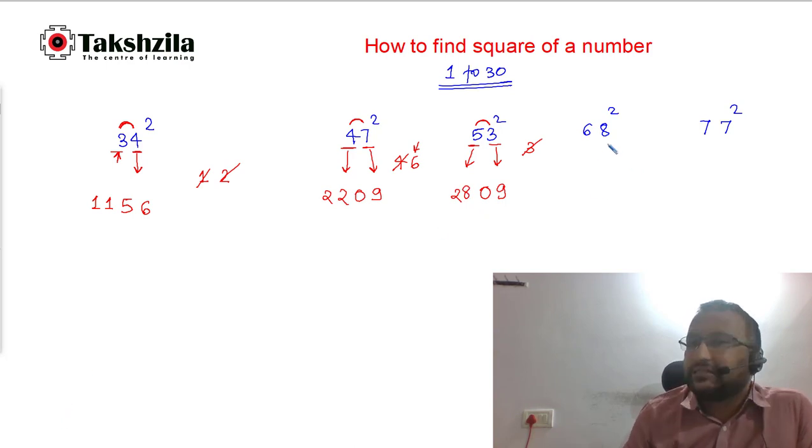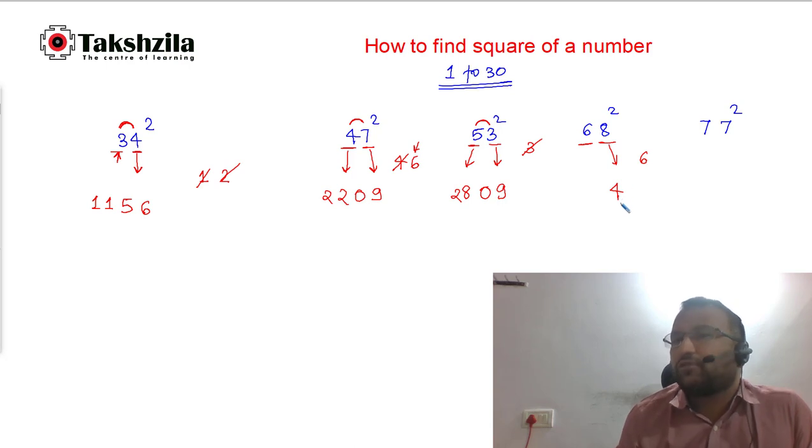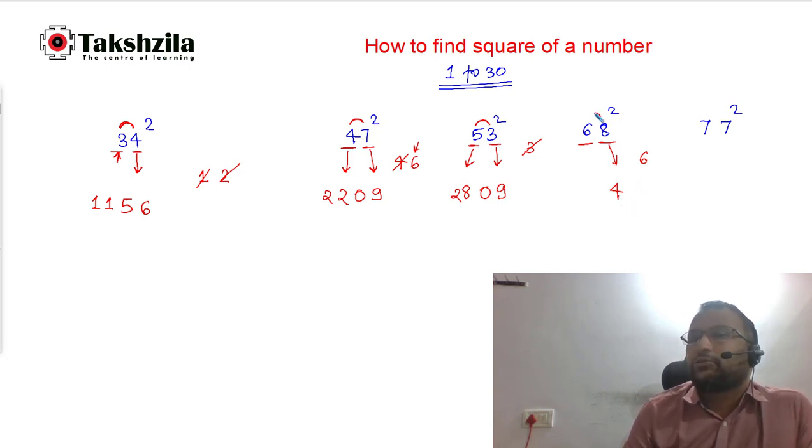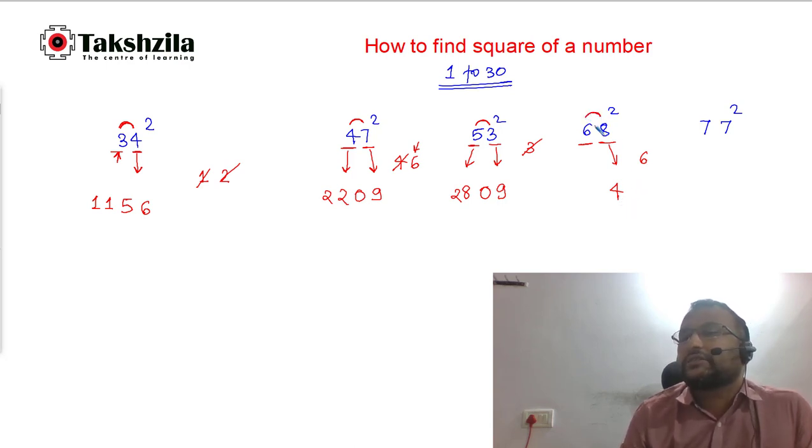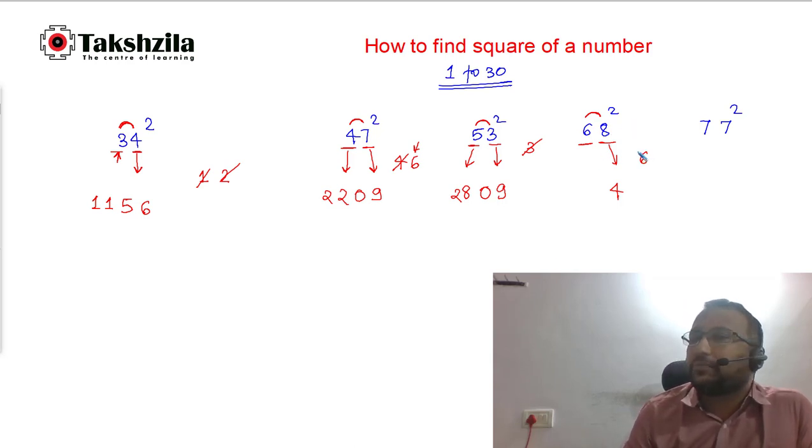After that, 68. Separate the unit digit from the given number. 8 square is 64. Carry becomes 6, write unit digit 4. Now multiply these two groups, double this multiplication. 6 into 8 is 48. 48 into 2, 96. 96 plus 6, 102. 6 square is 36 plus 10, 46.